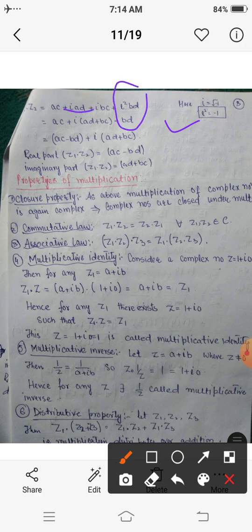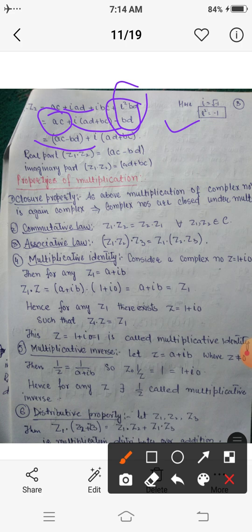Now taking iota common from these two terms ad and bc, we simply get iota times ad plus bc. Now minus bd is independent of iota, which simply implies that the product is ac minus bd plus iota ad plus bc.